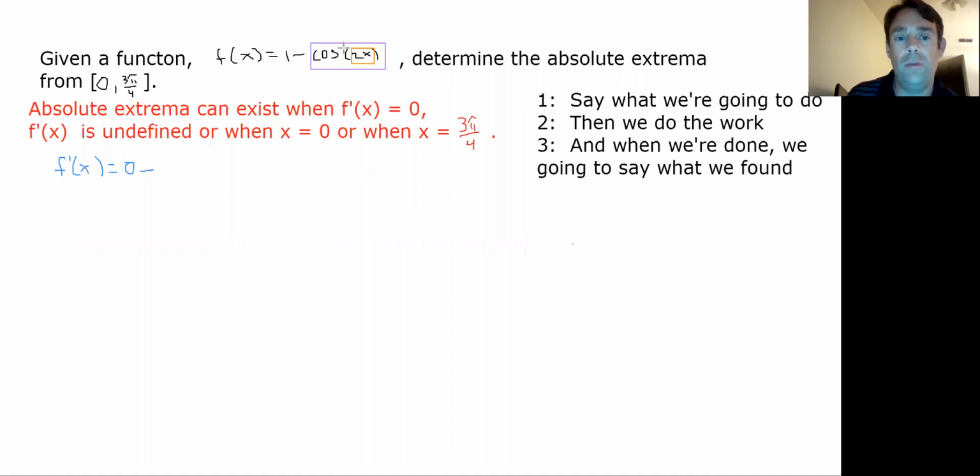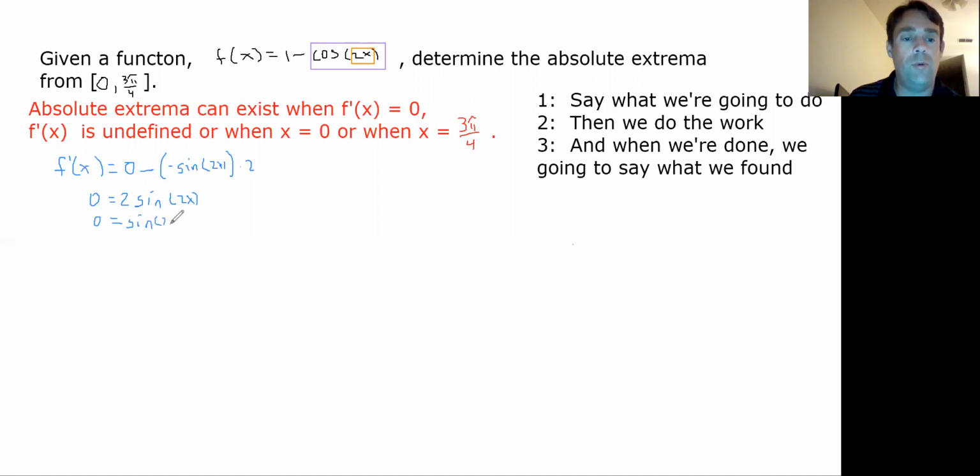So the derivative of cosine, well, that's going to be negative sine. That's the outside part. And then the derivative of 2x is just 2. So when we clean it all up and set it equal to 0, negative times a negative is a positive times 2. I get 0 equals 2 sine of 2x. So we solve it then. We have 0 equals sine x.